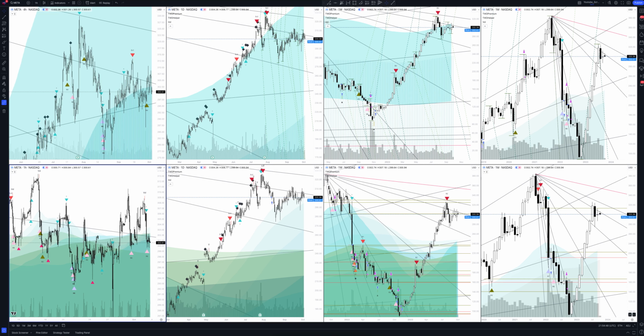Today we will take a look at Meta platform stock. Let's analyze the market situation and find out how you can make money on it. Let's start.